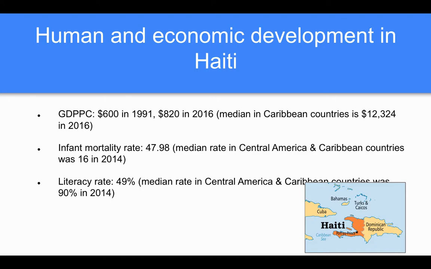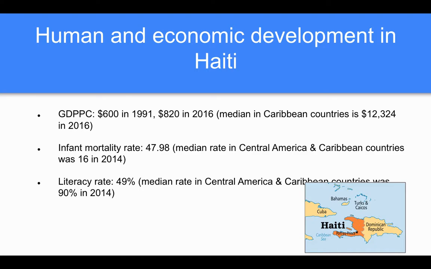So either the global average between all countries, or maybe more interestingly in this case, the median in that region, in the Caribbean. So not just what is the GDP per capita of Haiti, that's just a number, but how does it compare to other Caribbean countries? That's more interesting.